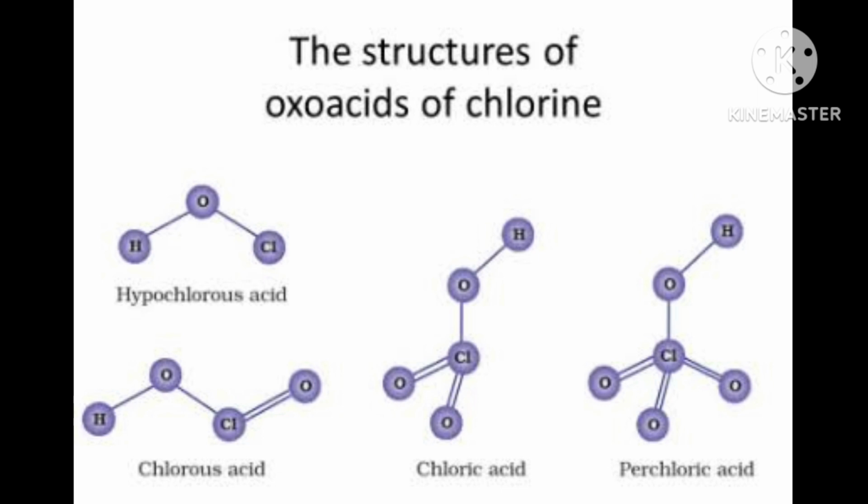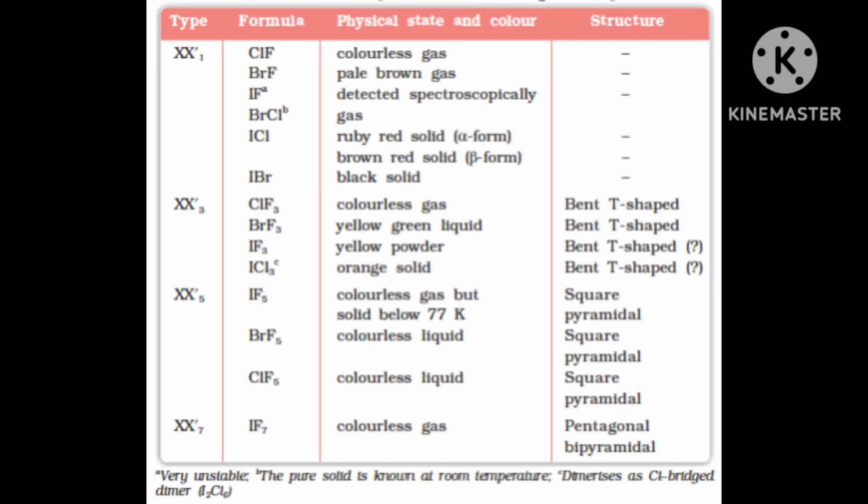When two different halogens react with each other, interhalogen compounds are formed. They can be assigned the general composition XX', XX'3, XX'5 and XX'7. One type of compound they form is XX', where one is cation and the other is anion. Second is XX'3.